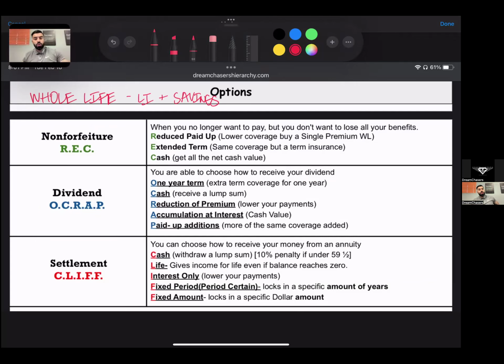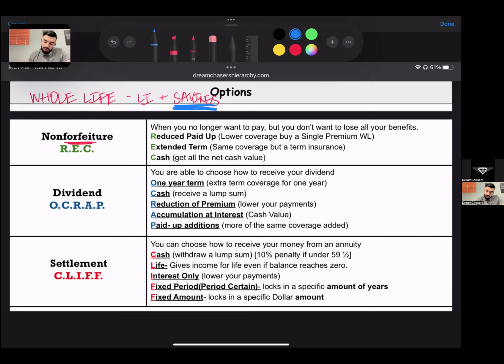Okay. So when they're referring to non-forfeiture options, if you look at the word non-forfeiture, there's the word forfeit in there, which means to automatically lose. So non-forfeit means you cannot lose. So what they're saying is that you cannot lose the money that you've already put into the savings, into your cash value. So if you decide to cancel your whole life policy, or surrender it, then you have these three options of what you can do.